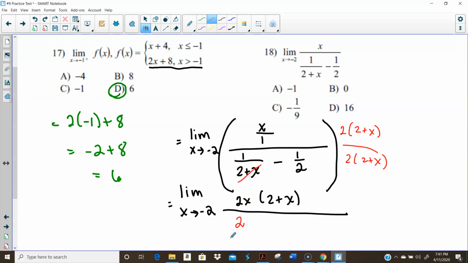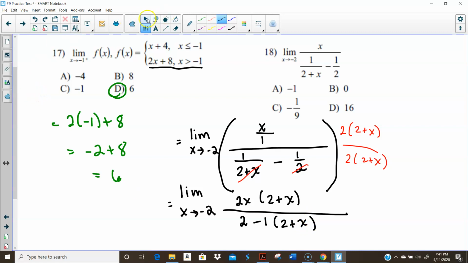Oh, I think I wanted black pen. Let's try again. 2. And then the 2 is going to cancel with that 2, leaving me -1 times 2 plus x.